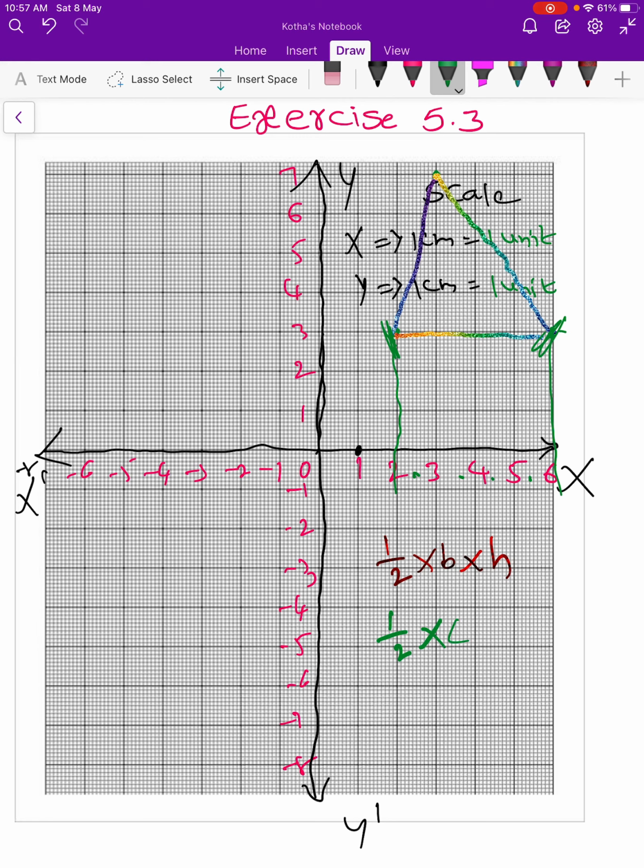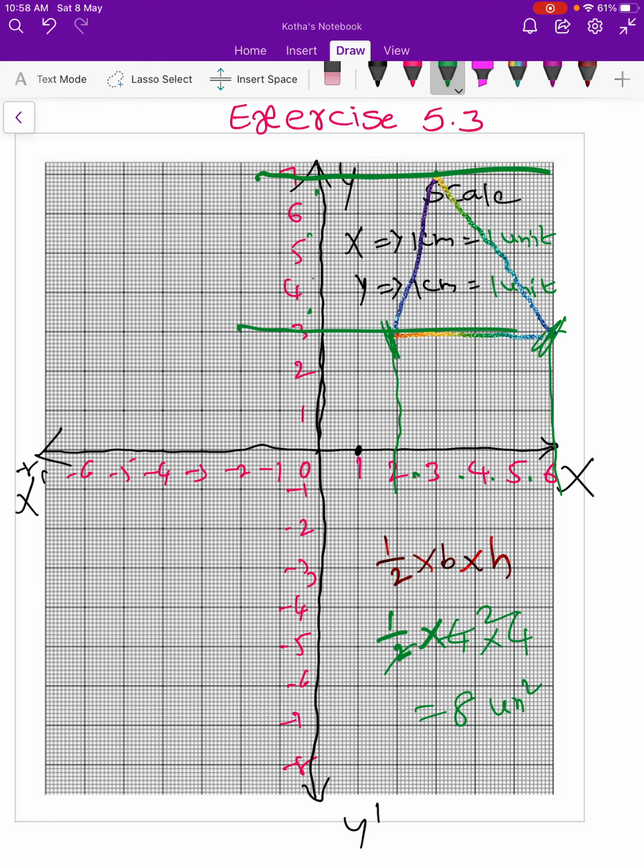So the base will become 4. What about the height then? The height is from here to here. That is the height of the triangle. Starting from 3 to 7, again 1, 2, 3, 4 units gap. So half into 4 into 4. Half of 4 is 2, and 2 fours are 8. So 8 square units.